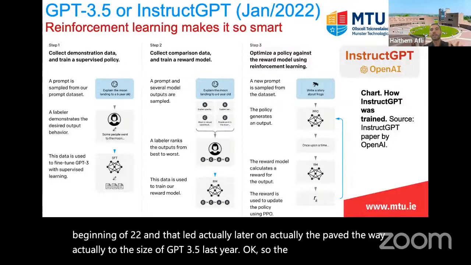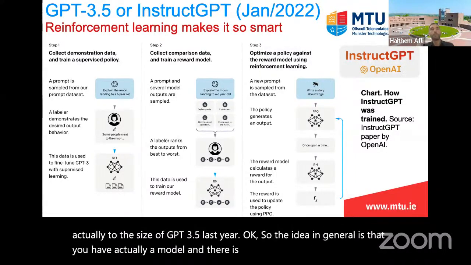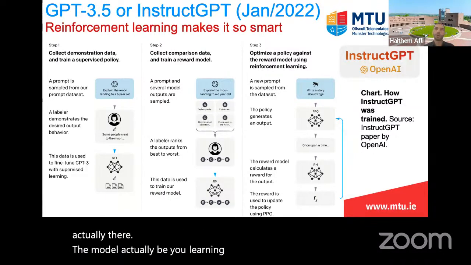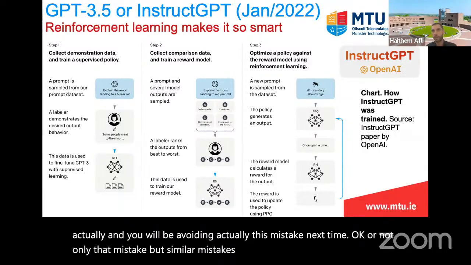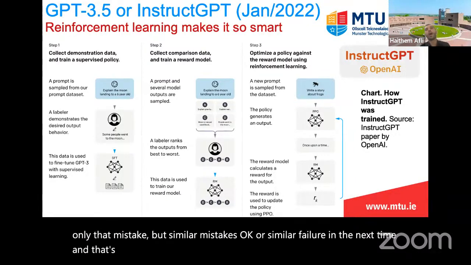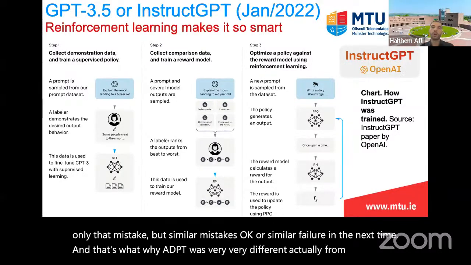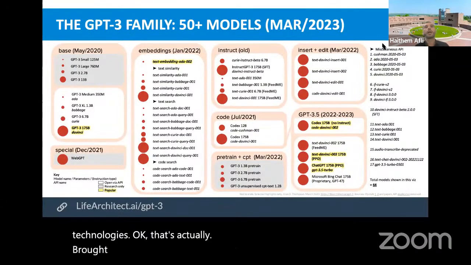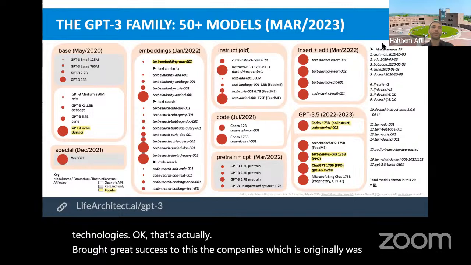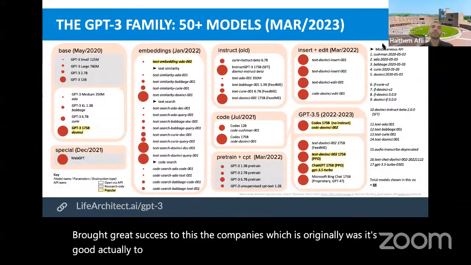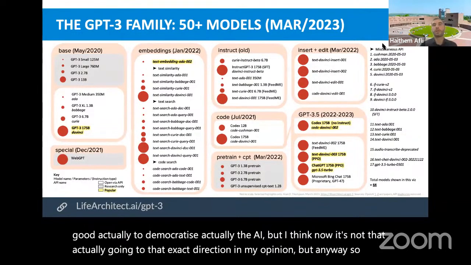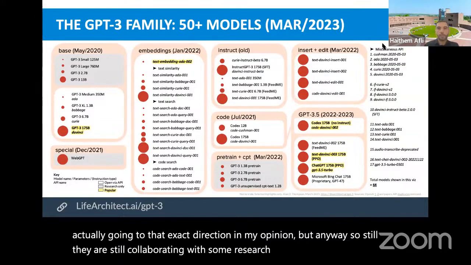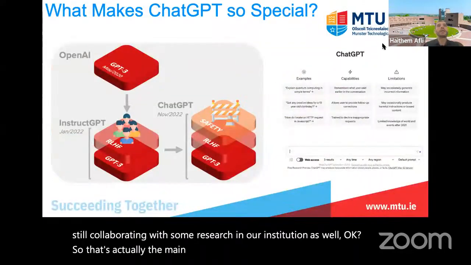So the idea in general is that you have a model, and there is a human in the loop to improve it. The model learns from these correct answers, and you avoid this mistake next time, or not only that mistake but similar mistakes, similar failures. That's why ChatGPT was very different from other technologies. It brought great success to these companies, whose original goal was to democratize AI, but I think now it's not going in that exact direction, in my opinion. But anyway, they are still collaborating with some research institutions as well. So that's the main idea of GPT.